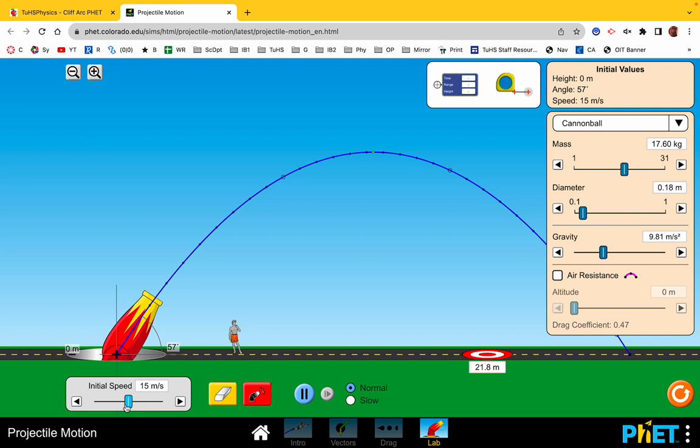Yeah, that can hit it. That can hit it. All right, all right, all right. But you know what? I think I want to try a higher speed. Let's try 22. I'll try 20. Okay, I want to hit 21.8 meters, and I'm launching at 20 meters per second, okay?